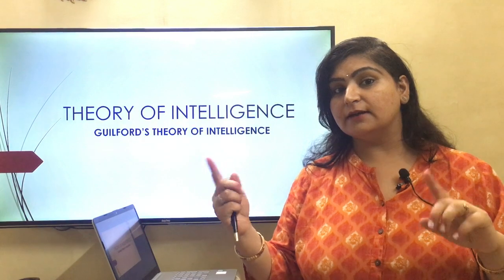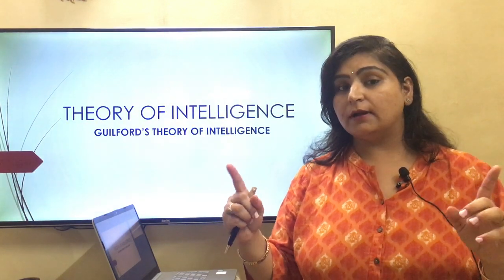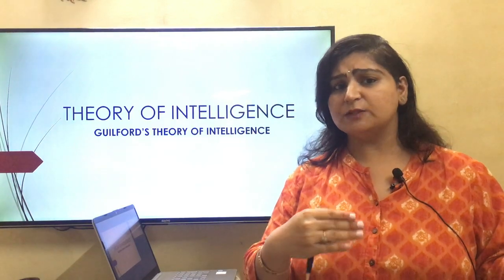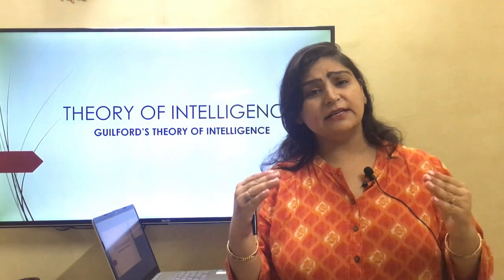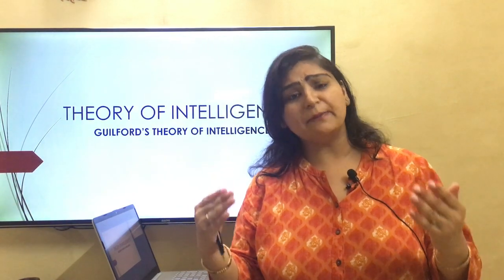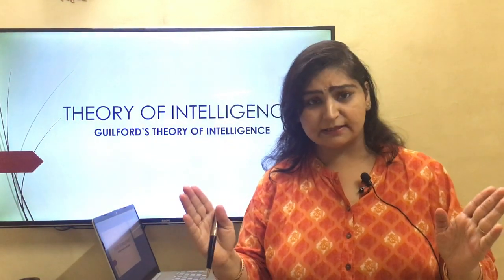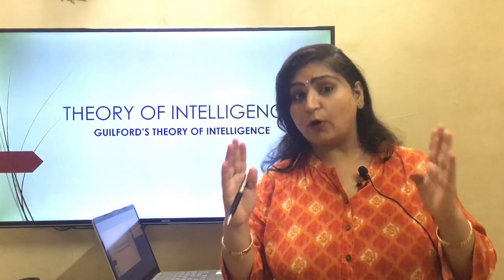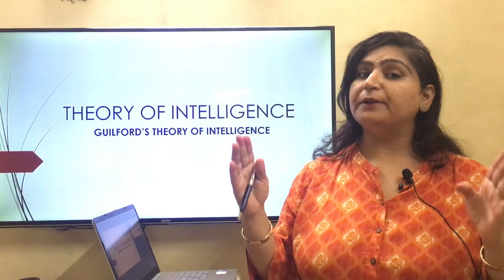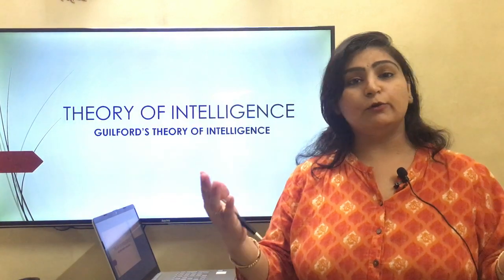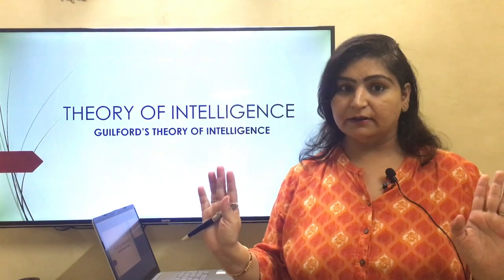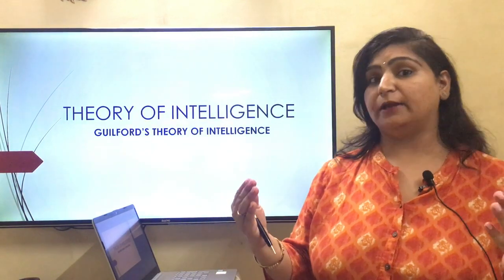What did Thurston say? Thurston said, no, I disagree. Basically he extended Spearman's theory. He said that intelligence is a cluster of related abilities and there are 7 primary mental abilities, 7 factors of which intelligence is comprised, like verbal fluency, verbal comprehension, numerical ability and so on. This we have studied. But now Guilford came.